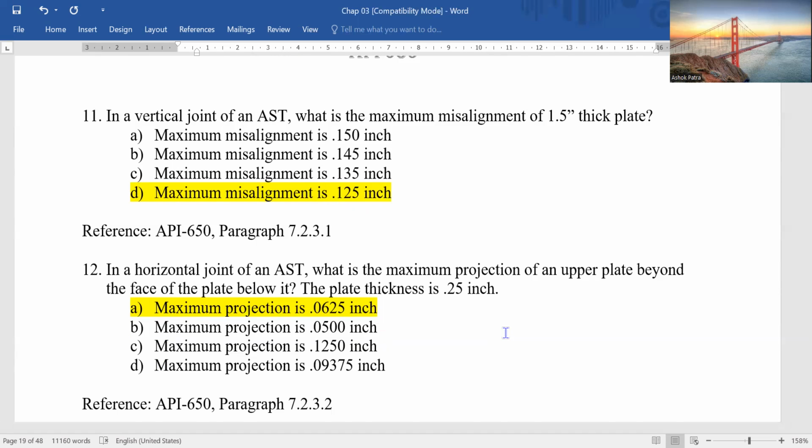Plate thickness is 0.25 inch. So it is greater than, it is less than. There are so many things there. But it is horizontal, this is vertical. It's 20% or 1/16 inch, something like that. Okay.